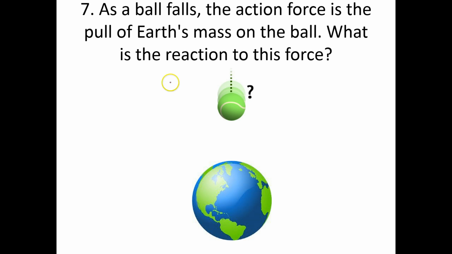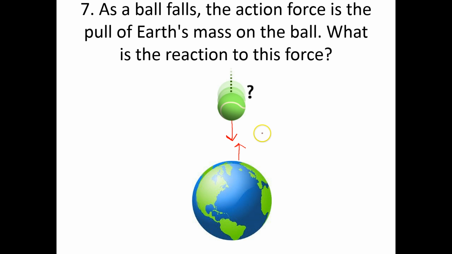Number 7, as a ball falls, the action force is the pull of the Earth's mass on the ball. So the Earth is pulling the ball down this way. What is the reaction to this force? Well, believe it or not, the reaction force is the ball pulling on the Earth. And they pull on each other with the same amount of force. But because the Earth is so big, it doesn't feel the pull of the ball as much as the ball seems to feel the pull of the Earth. But they are 100% equal.